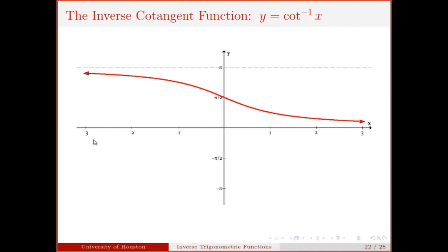Observe that the domain of the inverse cotangent function corresponds to the range of the cotangent function, which is the interval minus infinity to infinity. On the other hand, the range of the inverse cotangent function corresponds to the domain of the restricted cotangent function, which is the interval 0 to pi. In other words, the range of the inverse cotangent function corresponds to quadrants 1 and 2.